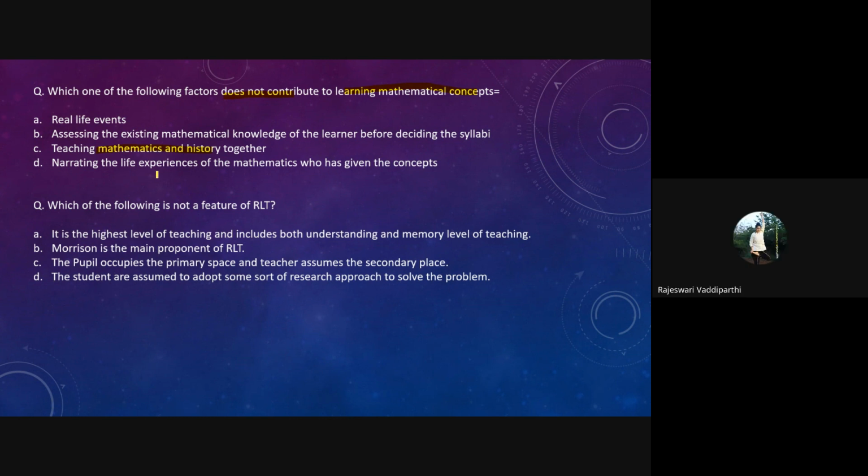If you narrate the life experiences of the mathematicians, the learners can be motivated, like they invented zero, and they did this and that. So it will help as a motivator to the learners, right? And this is absurd: teaching mathematics and history together, how will it contribute to learning mathematical concepts? It is not even acting as a motivator for the learners. Clear?